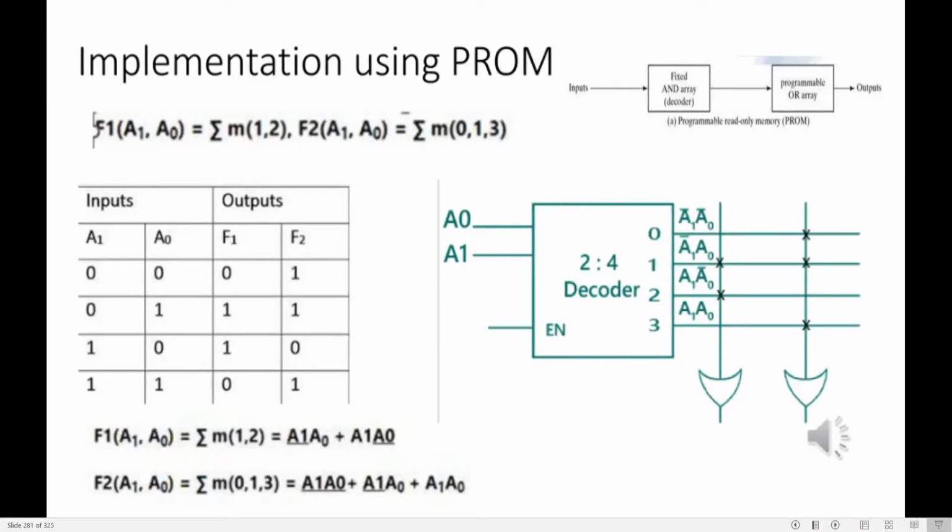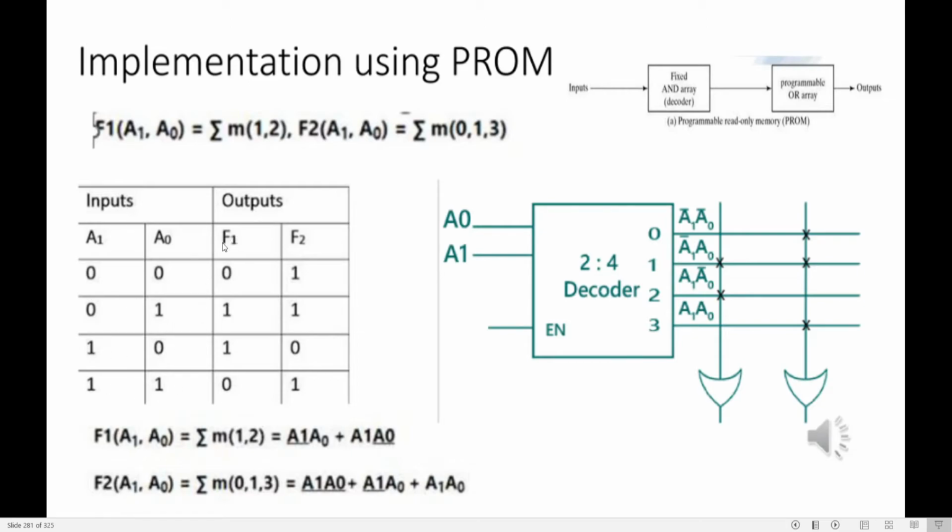Let us look into the next topic of implementation using PROM. Given are the two functions. F1 has two variables A0, A1, with minterms 1, 2. F2 is 0, 1, 3. So the input variables for the two functions are A0, A1. I've taken the inputs as A0 and A1. The outputs are functions F1 and F2. Since there are two inputs, there are four combinations: 0 0, 0 1, 1 0 and 1 1.